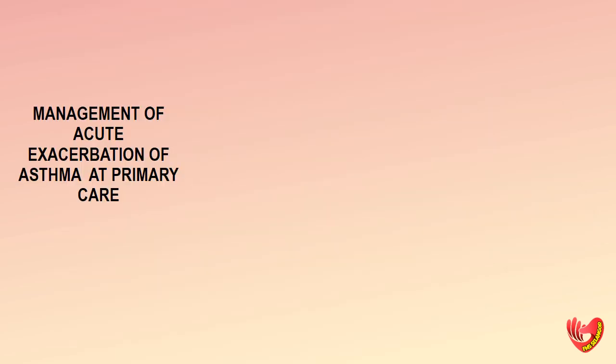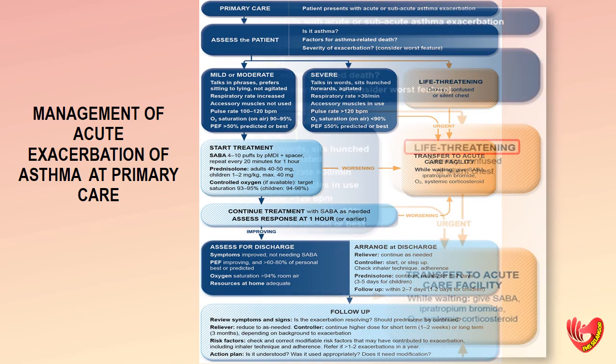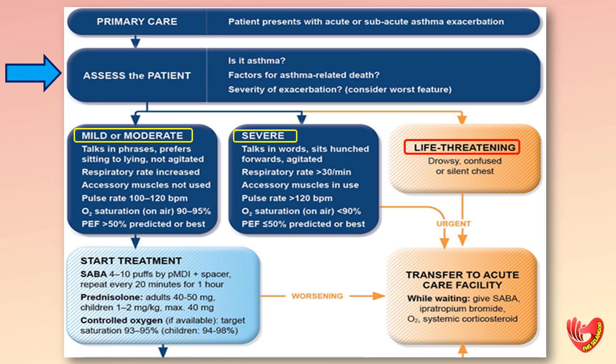This is an algorithm for management of acute asthma exacerbation at primary care based on GINA 2023. When patients present with acute or subacute asthma exacerbation at our primary care settings, we need to assess the patient. Is it asthma? Look for the factors for asthma-related death and assess the patient based on the severity of exacerbation, which is further divided into mild or moderate, severe asthma, or life-threatening asthma.